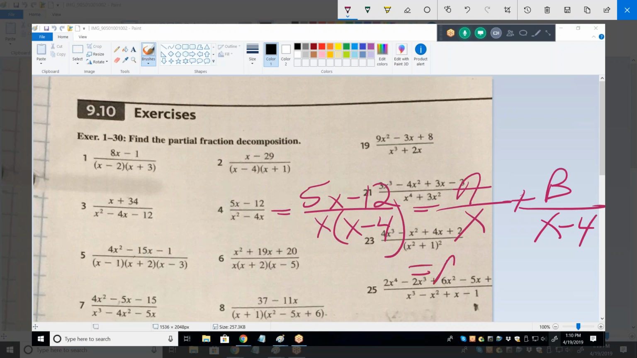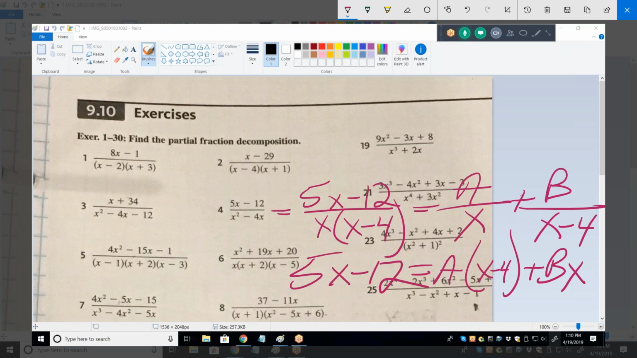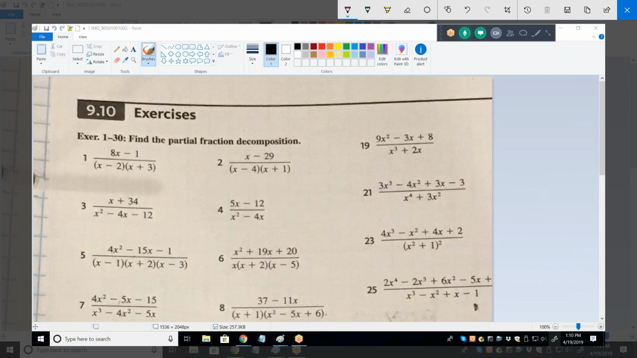Yes, sir. So the numerator is going to be this. That has to equal this. You can pick an x to eliminate A, and you can pick an x to eliminate B. Okay, so I'm not even going to go through that because I can see you understand it. Let's look at 5. It's going to be a little harder.